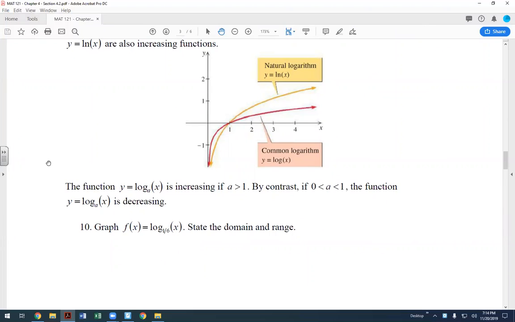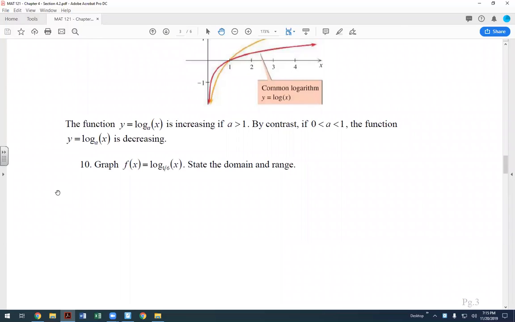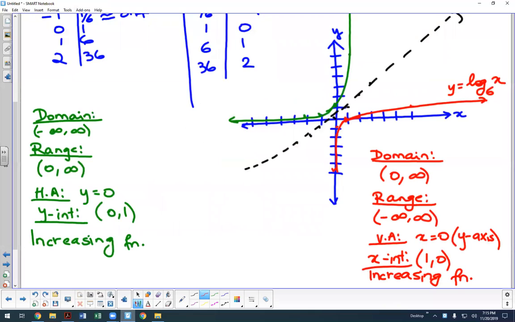Just like for exponential functions, if your base was greater than 1, your graph was increasing. Same thing happens with logarithmic functions. If the base of your logarithm is a number greater than 1, like 6, 10, or base e, all of those numbers are greater than 1, so we have an increasing function. If we change the base of our logarithm to a value between 0 and 1, that's when our function starts decreasing, and that's what we're looking at here in example 10. You can see we have a logarithm with a base of 1/6 now. So let's see how that changes our graph.